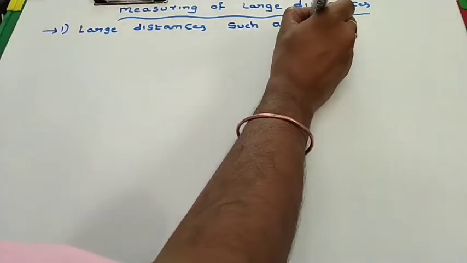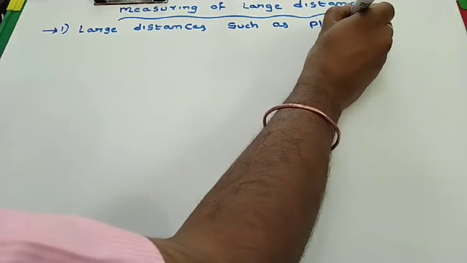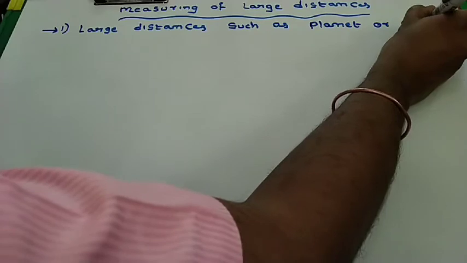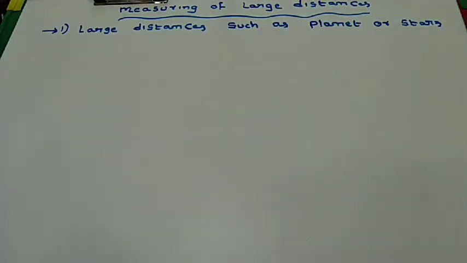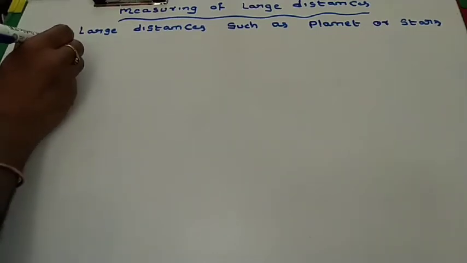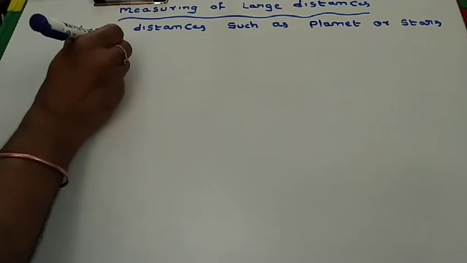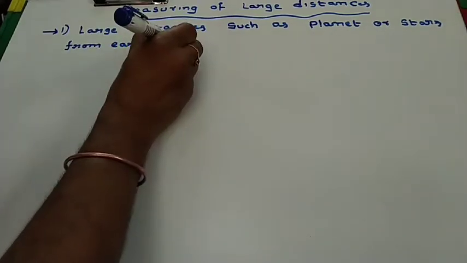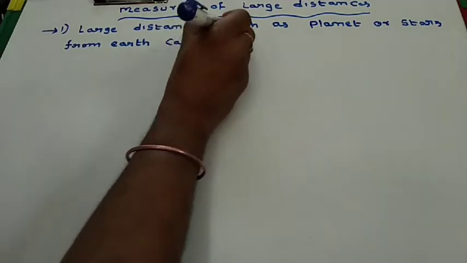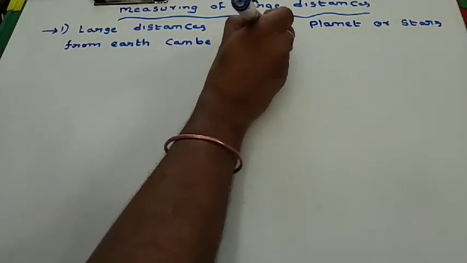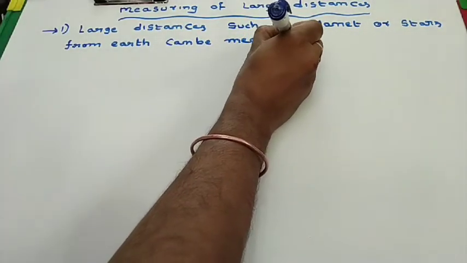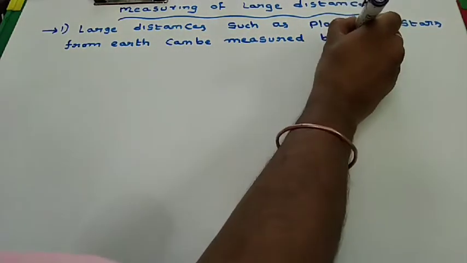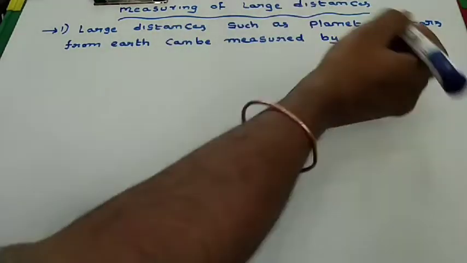Planets or stars from earth can be measured by the parallax method.